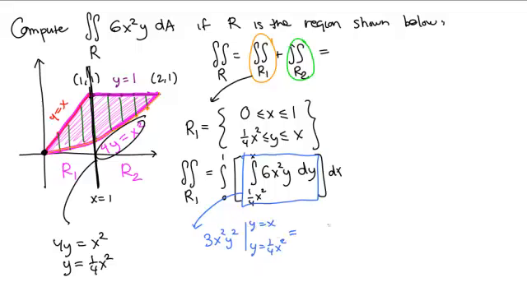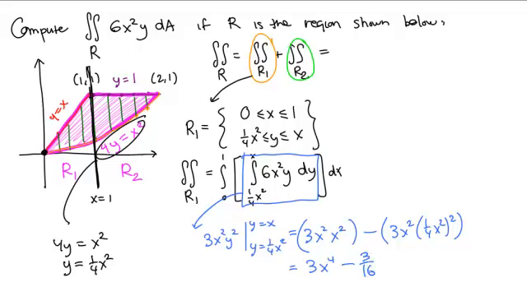When we plug in y equals x, we're going to get 3x squared times x squared. When we plug in 1/4 x squared, we're going to get 3x squared times 1/4 x squared, quantity squared, and then we'll subtract these. So that'll get us a total of 3x to the 4th minus 3 times 1/16, or 3/16, x squared times x squared times x squared would be x to the 6th. So there's our inner expression. And so our iterated integral is now going to be the integral from 0 to 1 of 3x to the 4th minus 3/16 x to the 6th dx.